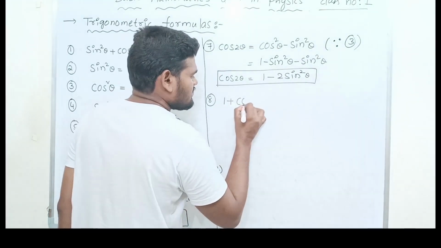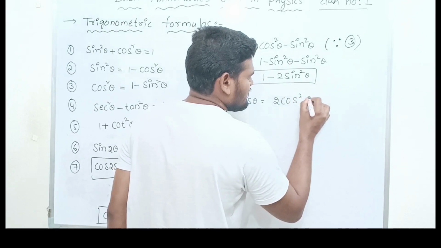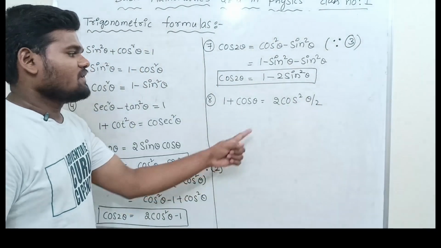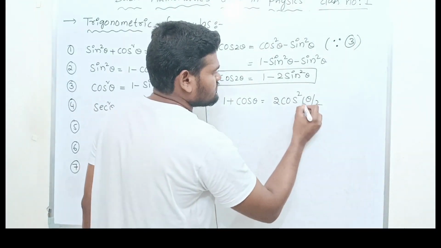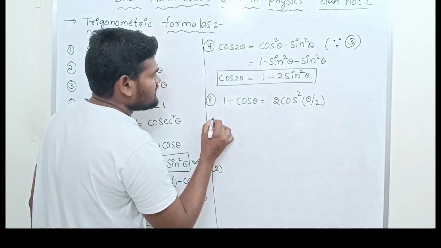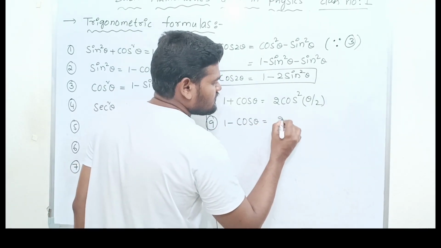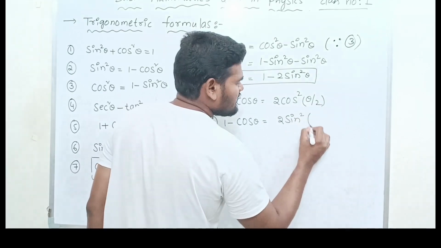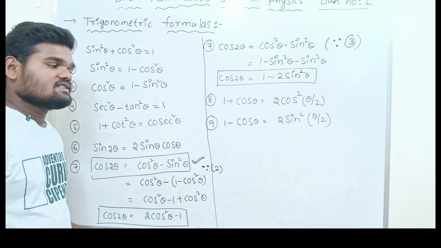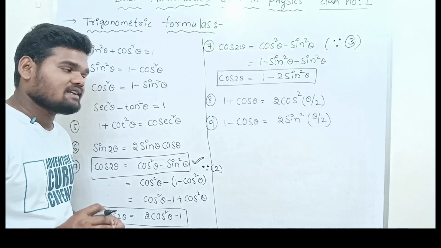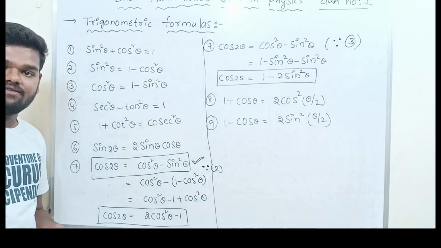1 plus cos theta is equal to 2 cos square theta by 2. And ninth one, 1 minus cos theta is equal to 2 sin square theta by 2. Is it clear? Right. These are the standard trigonometric formulas.